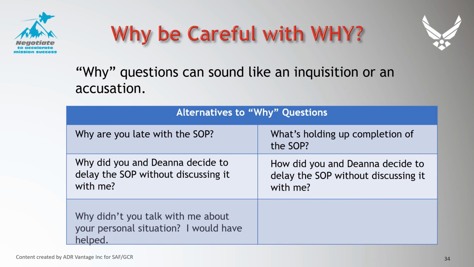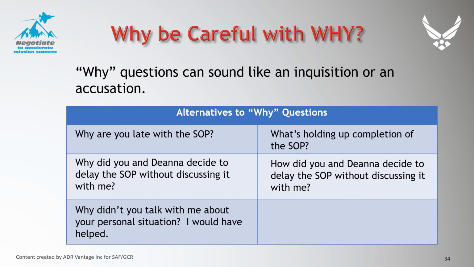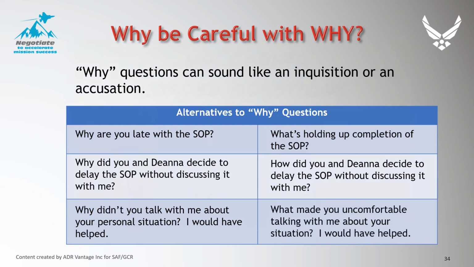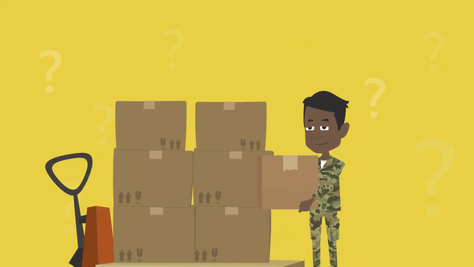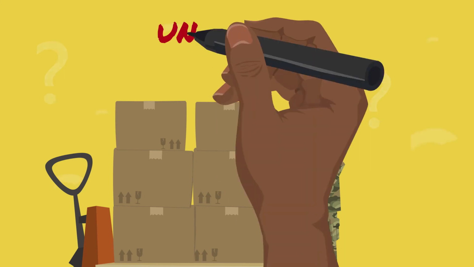Finally, the question, "Why didn't you talk with me about your personal situation? I would have helped," could instead be asked as, "What made you uncomfortable talking with me about your situation? I would have helped." It can be tempting to use questions to assert or suggest something, rather than using questions to genuinely learn about something you don't know.